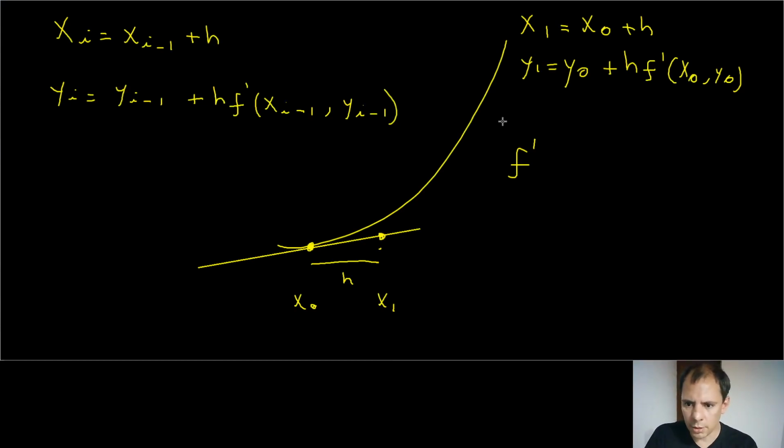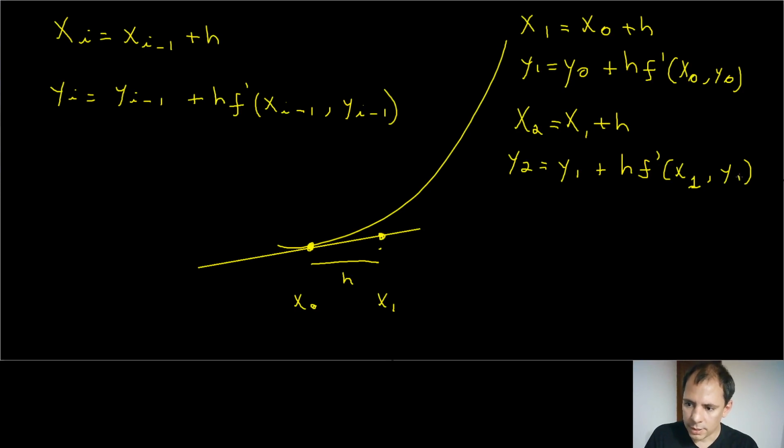And you're probably thinking, okay, so how do I find x2? Let's do it. x2 is going to be x1 plus h. What about y2? y2 is going to be equal to y1 plus h times the derivative at x1, y1. And now somebody's going to think, okay, but there's something wrong here.